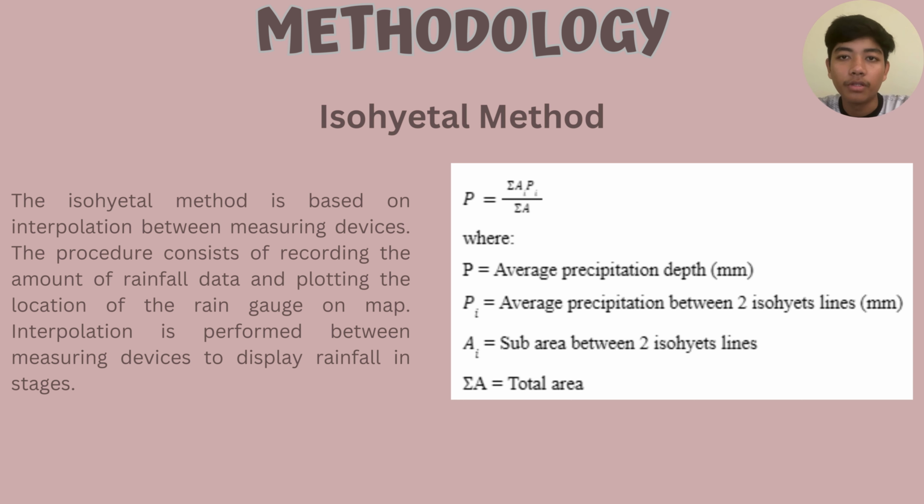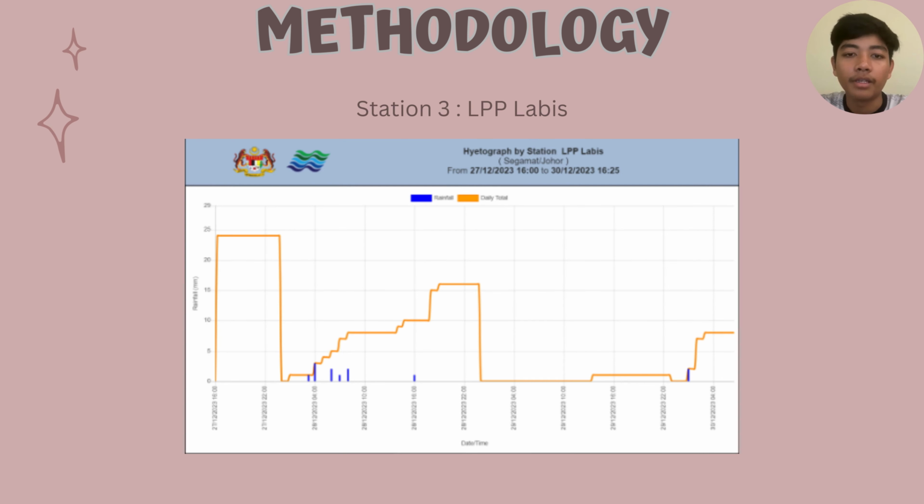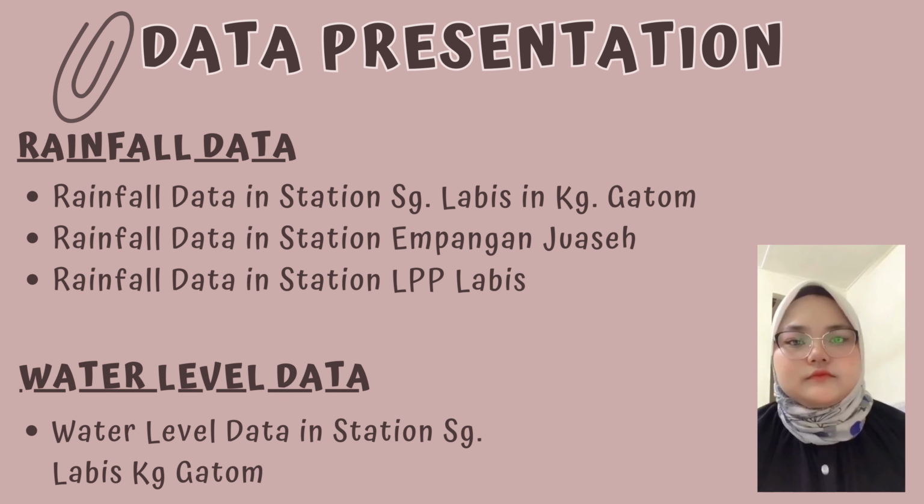The procedure consists of recording the amount of rainfall data and plotting the location of the rain gauges on a map. Interpolation is formed between measuring devices to display rainfall in stages. So as you can see, this is the hydrograph by station. The first station is Sungai Labis Kampung Gatong. The second station is Empangan Jause. And the last station for our project is Station 3, LPP Labis.